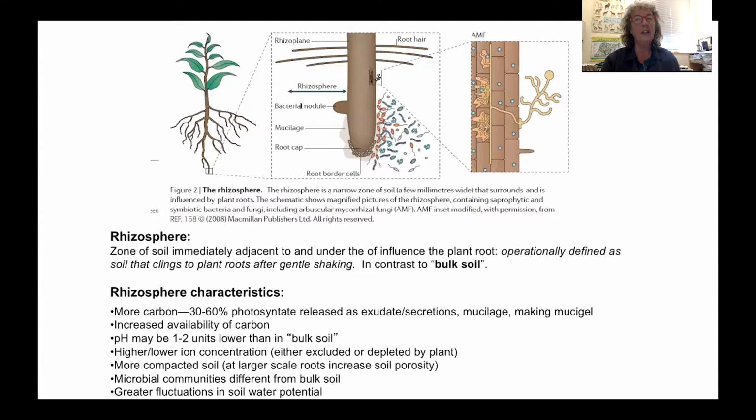Because why is the plant putting 30 to 60% of its photosynthate, that means the carbon that it's fixing from the atmosphere, why is it just leaking it out the roots? It's because they're getting a lot back from it. There are a lot of relationships with microbes that are going to be very beneficial to the plant.